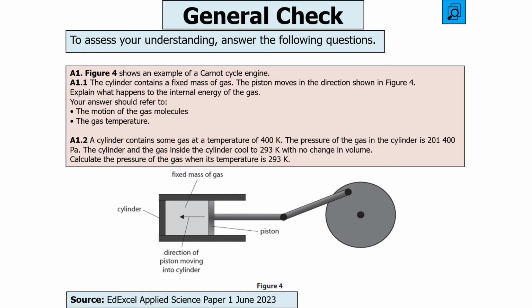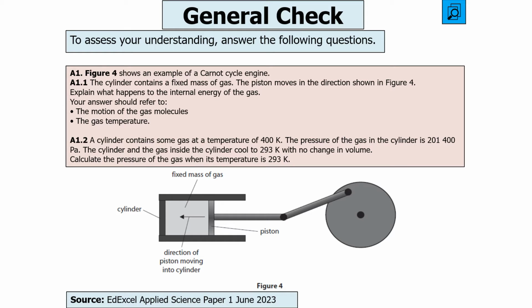The next question says, Figure 4 shows an example of a Carnot cycle engine. The cylinder contains a fixed mass of gas. The piston moves in the direction as shown. Explain what happens to the internal energy of the gas, refer to the motion of the gas molecules and the gas temperature.